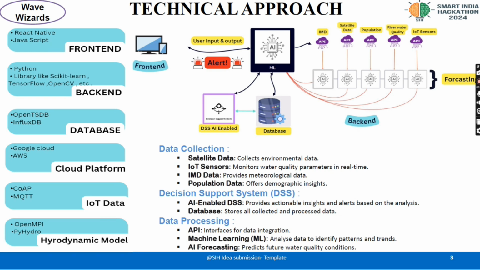Databases would store the raw data and the processed data as well. The forecasting would help in developing an AI-based DSS. This AI-enabled DSS would give insights and be used for giving alerts, and thus a proactive approach model would be created. Data collection would be from satellite data, IoT sensors, IMD data, and population data. And we would have an AI-enabled DSS giving insights and actionable alerts.